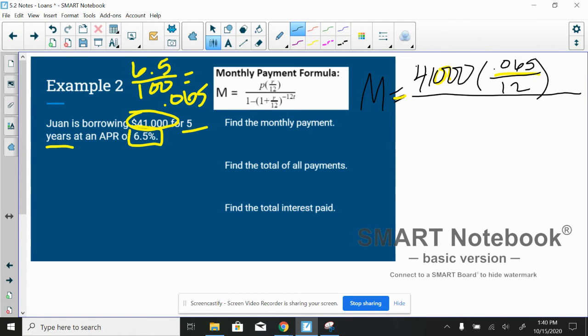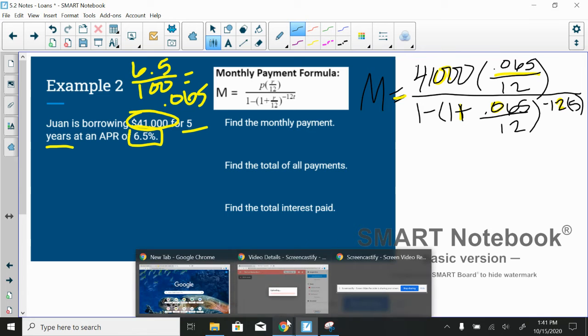Denominator looks like 1 minus parentheses 1 plus, and then same thing, it's our nice little rate divided by 12 again, to the negative 12. Always negative 12 here, times your time value of 5. Okay, I'm going to type this in just like it looks.